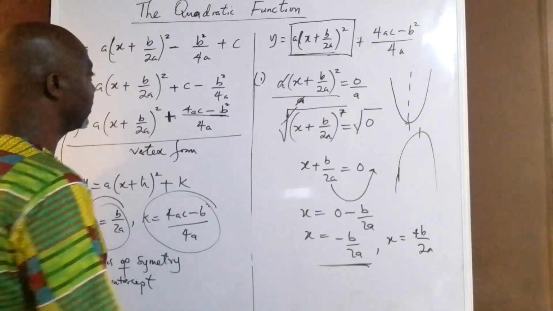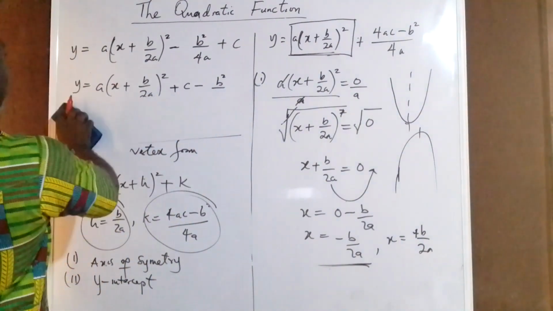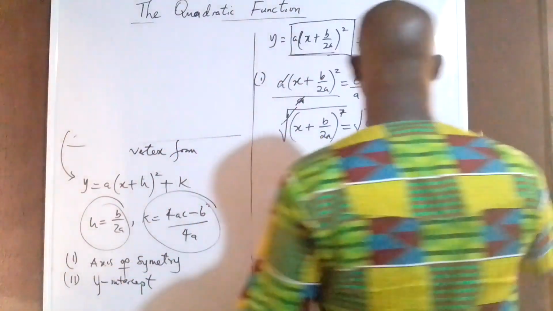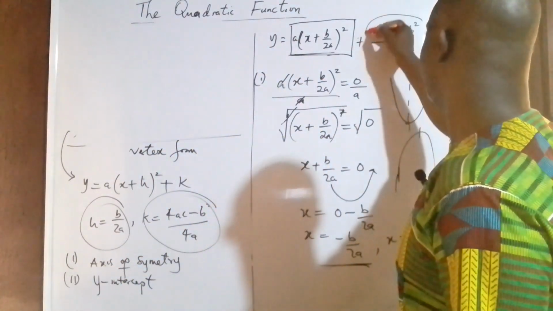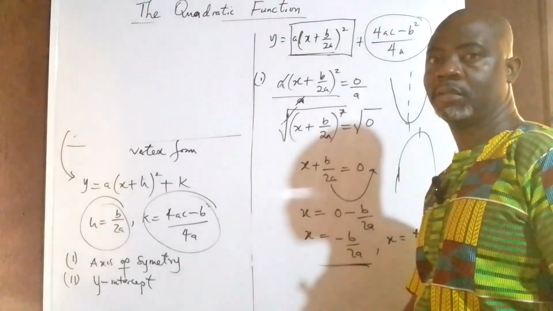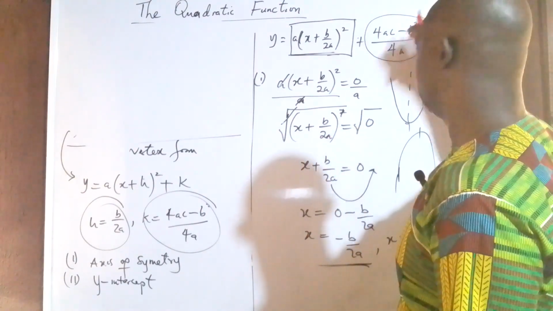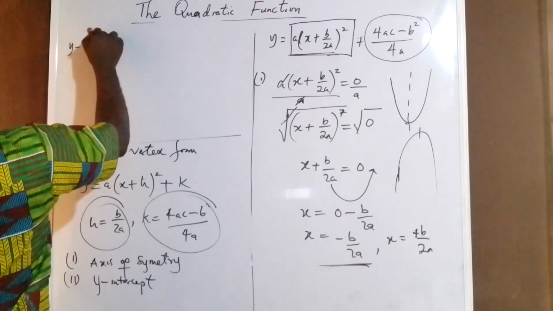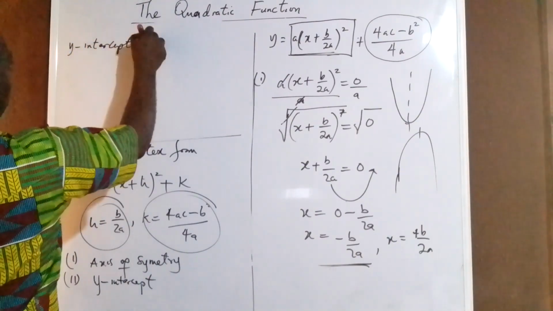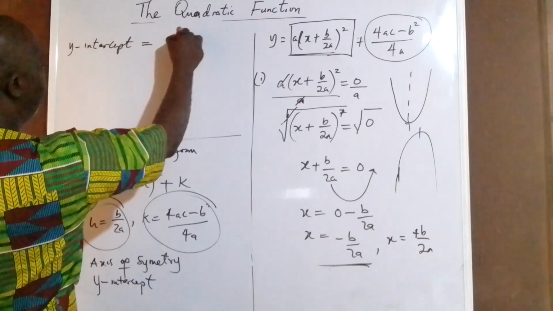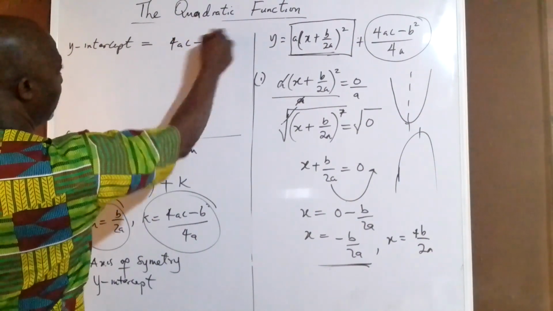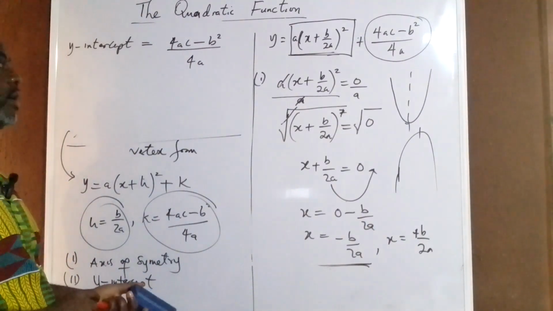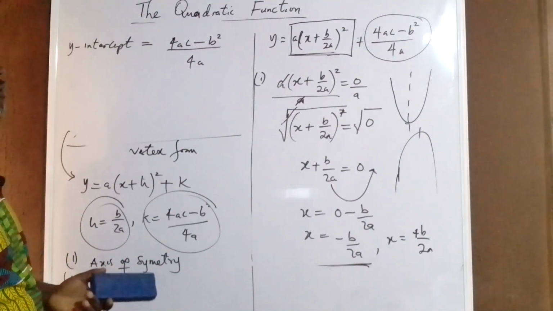So now let's look at the y-intercept. How do we find the y-intercept? To find the y-intercept is simple. The y-intercept is simply the whole of this function, the constant. Okay? The constant here is the y-intercept. So the y-intercept will be 4ac minus b squared over 4a. That gives us the y-intercept of the function.